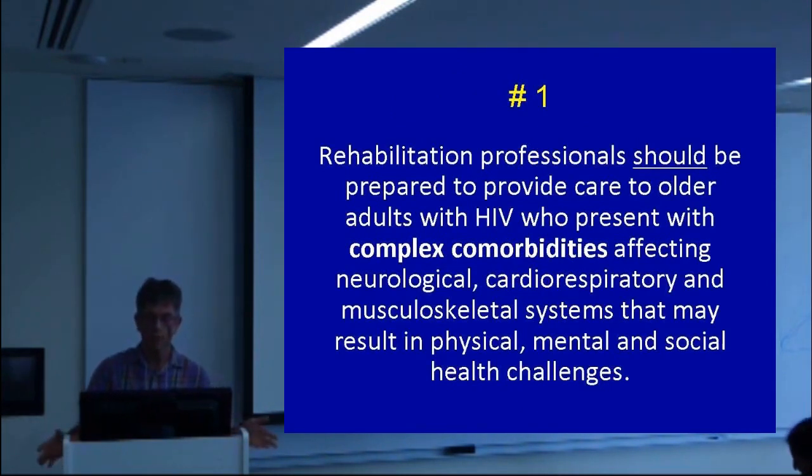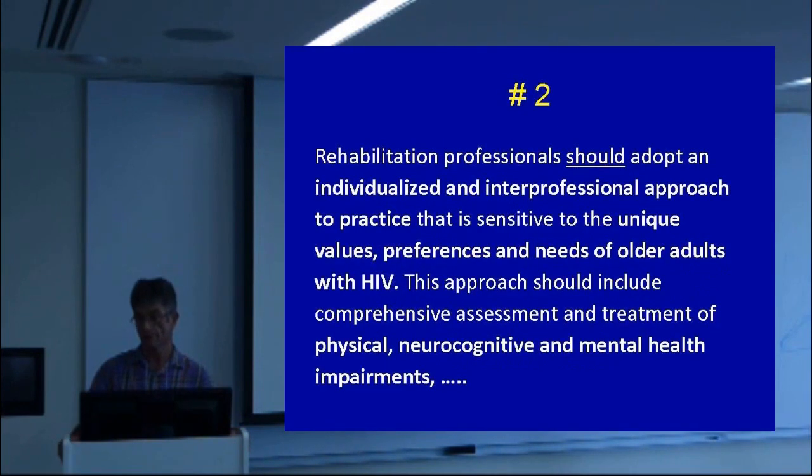So again, number 1, rehab professionals should be prepared to provide care for older adults with HIV who present with complex comorbidities affecting the various systems that may result in mental, physical, or social health challenges. Many of these will sound like motherhood, but they will provide direction. Number 2, rehab professionals should adopt an individualized and interprofessional approach.